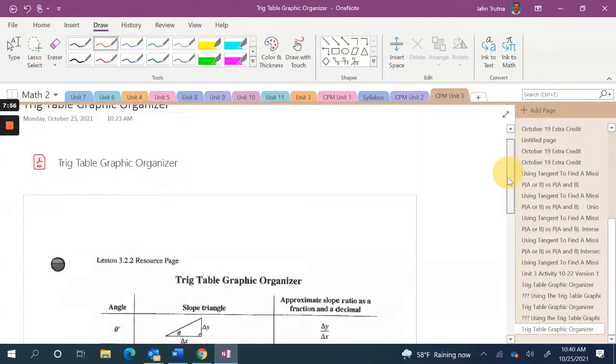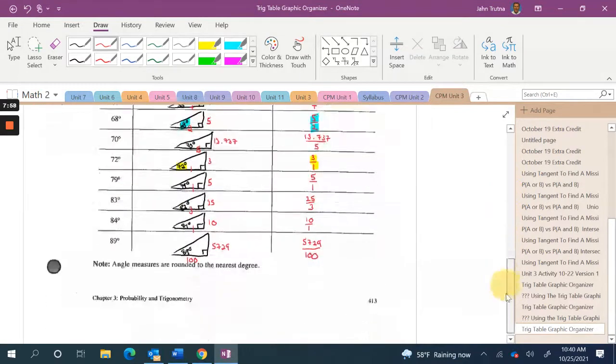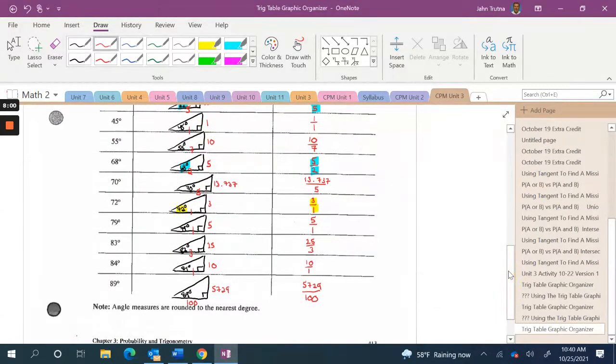All right, congratulations, you guys. We have just completed the Trig Table graphic organizer. You have no idea how I got these numbers, but just take my word for it. There's a mathematical way. Ryan. So the 80-degree angle, what is the number on top of the 3? The which one? This right here? 25 over 3 for the 83.